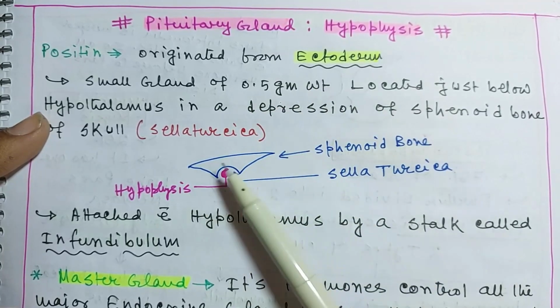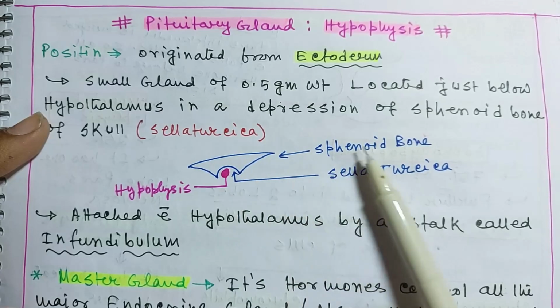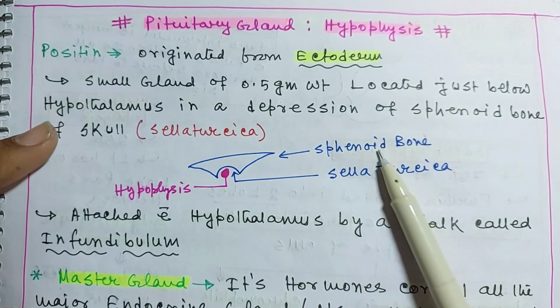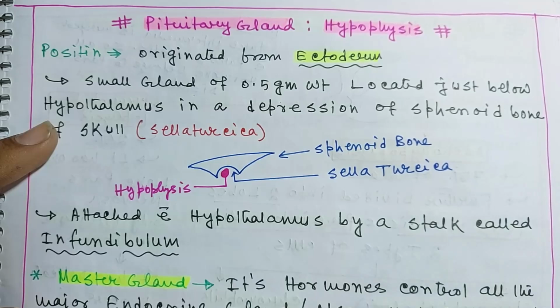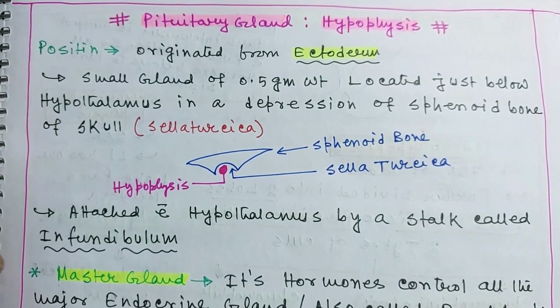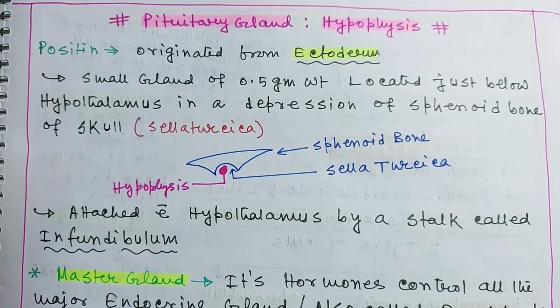The pituitary gland is present in a depression of a bone known as the sphenoid bone, and this sphenoid bone is nothing but a skull bone, right? And the pituitary gland is attached to the hypothalamus by a stalk which is known as the infundibulum.